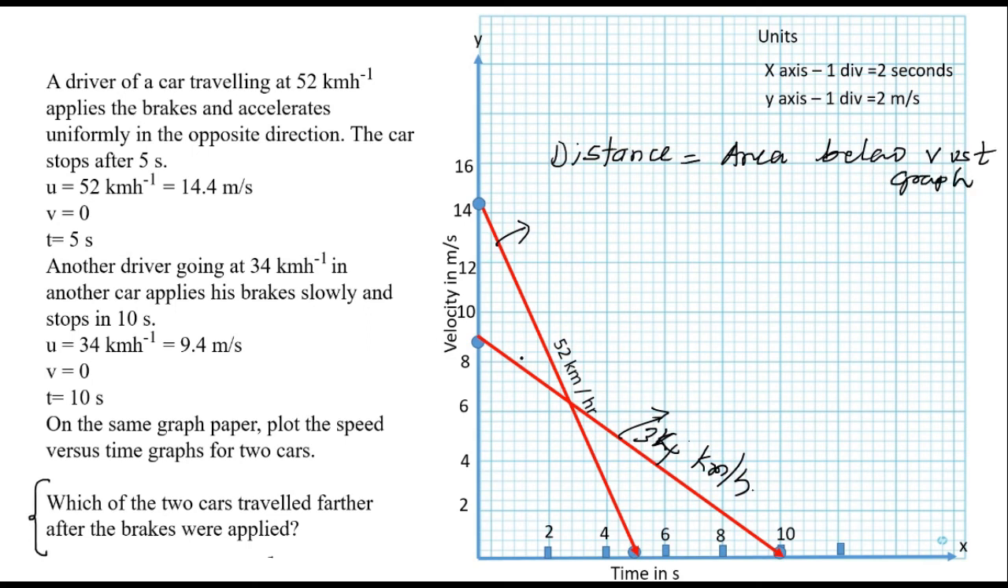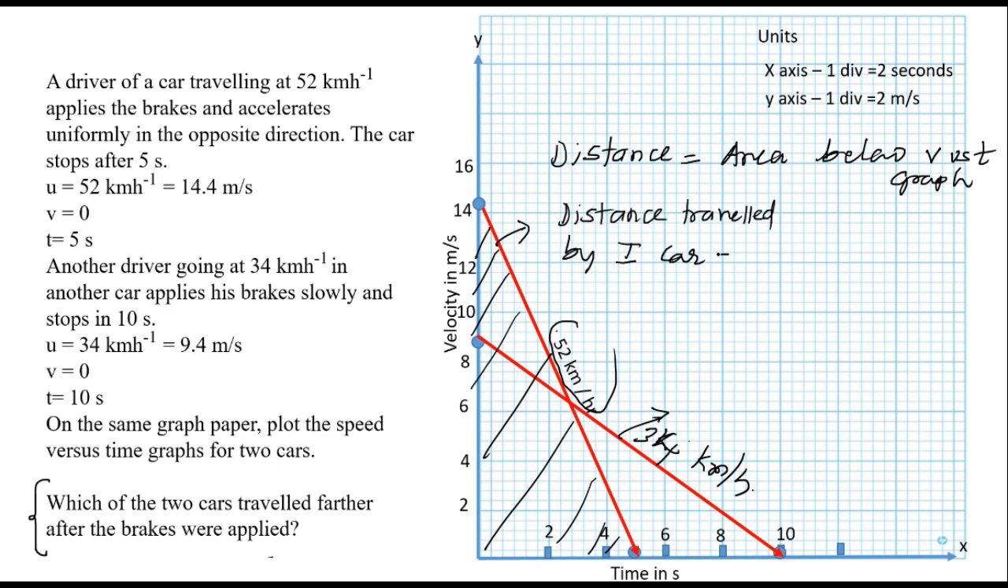Now if you want to find out the distance traveled by the car which is going at 52 km per hour, you have to find the area of this triangle. And what is the area of this triangle? Okay, now we shall calculate the distance traveled by the first car, which is equal to the area of triangle ABC, which is equal to half into height into base, right?